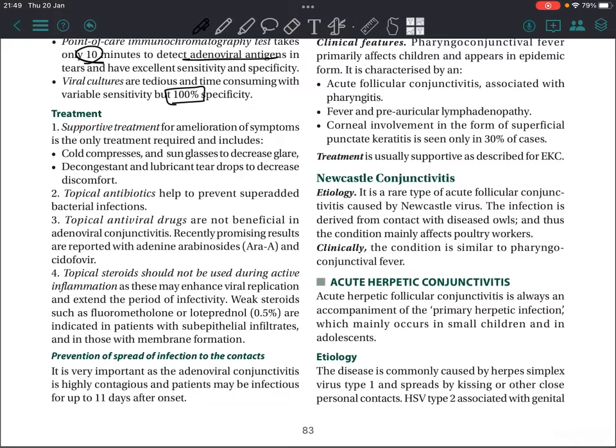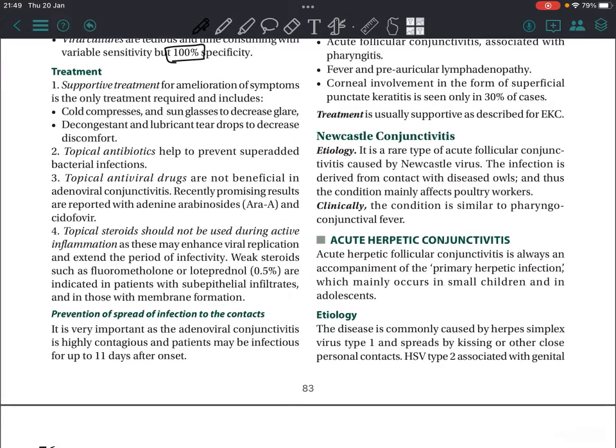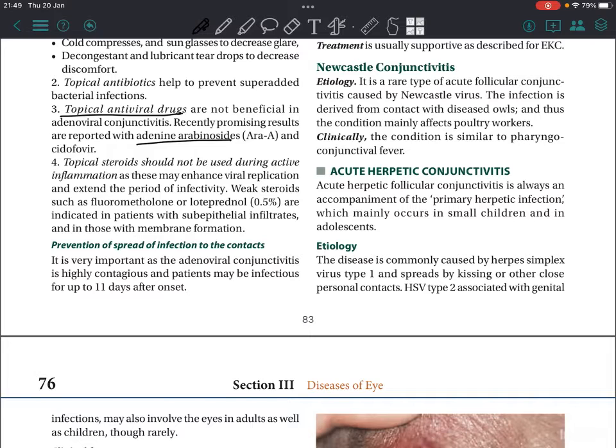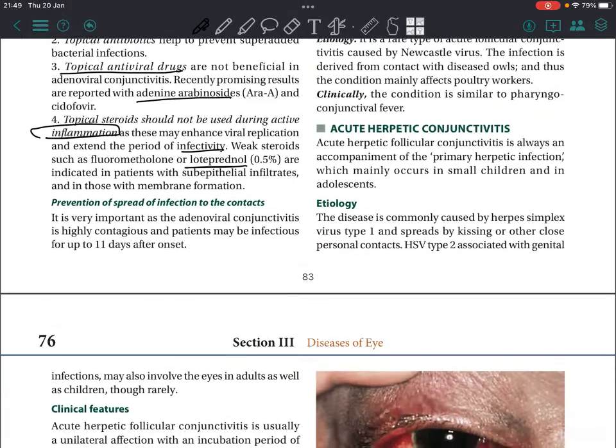Treatment: supportive treatment, cold compress, sunglasses, decongestants, lubricant eye drops to decrease discomfort, etc. Topical antibiotics and topical antiviral drugs are not beneficial in adenoviral conjunctivitis. Recently, promising results have been reported with adenine arabinoside. Topical steroids should be avoided during active inflammation, as these may enhance viral replication and extend the period of infectivity. Weak steroids such as fluorometholone and loteprednol are indicated in patients with subepithelial infiltrates and in those with membrane formation.